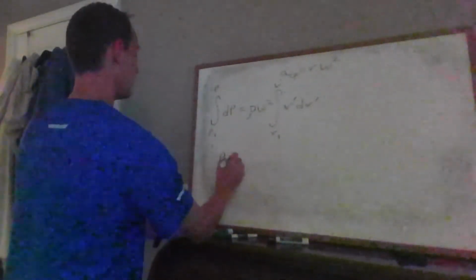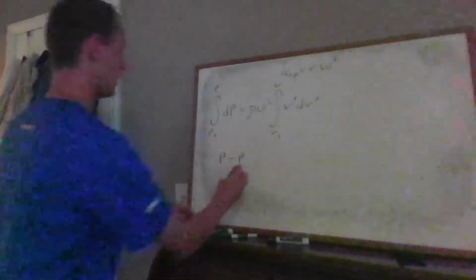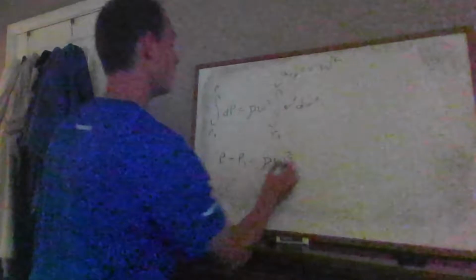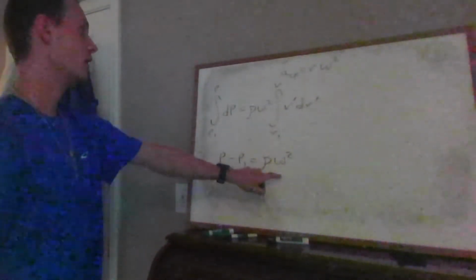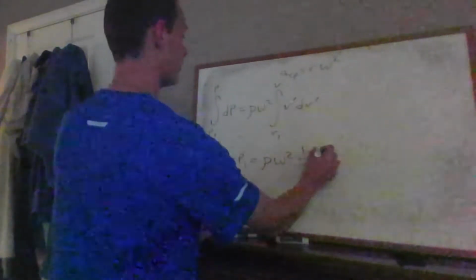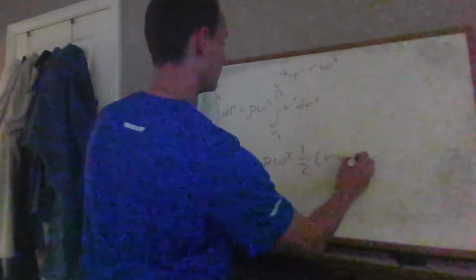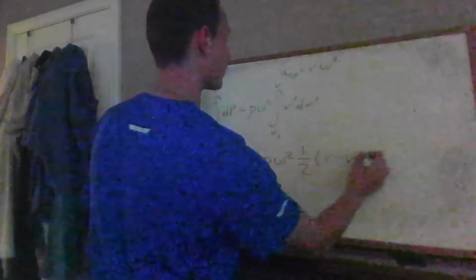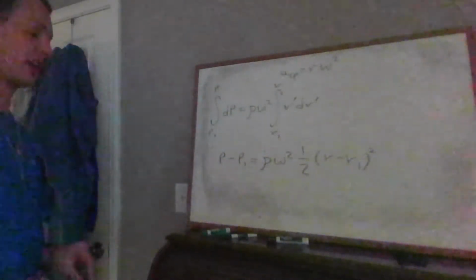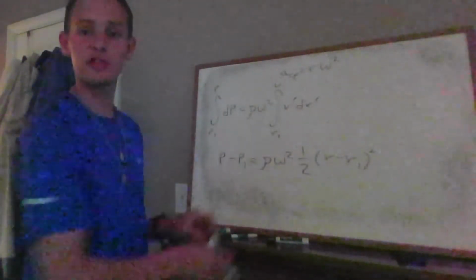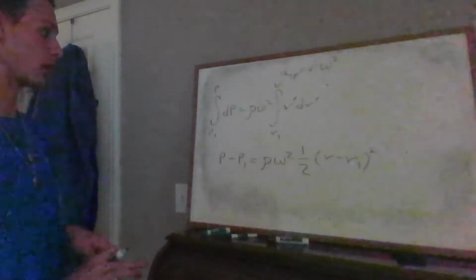So this would be the difference between P and P sub 1. Okay, we have the density times the angular velocity squared. And then we have these as well. So this would be 1/2 times (R minus R1) squared. Okay. So if you're following along, write down this equation because that one will be super important.